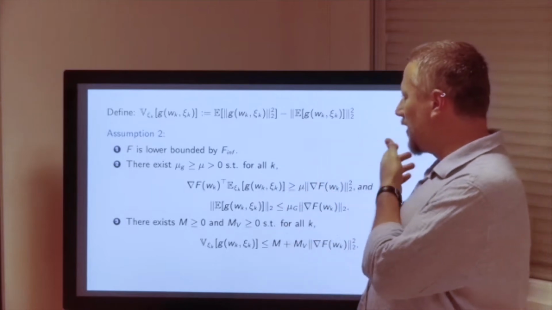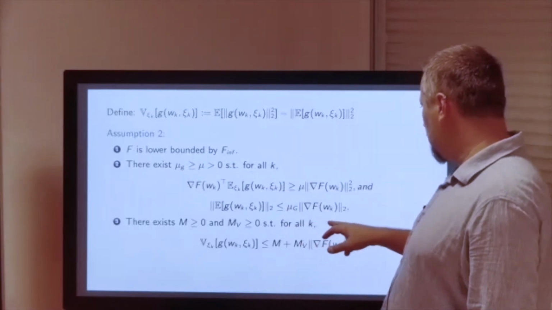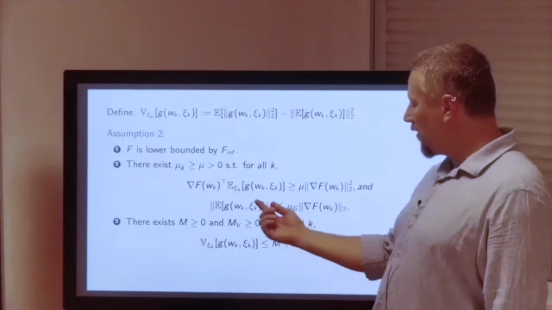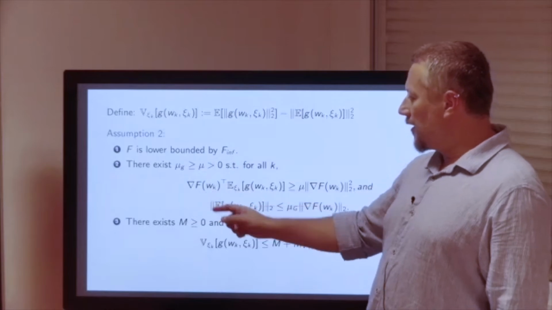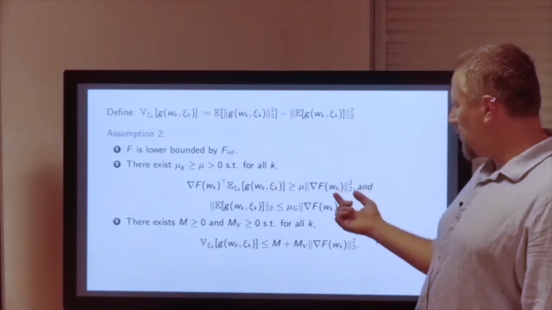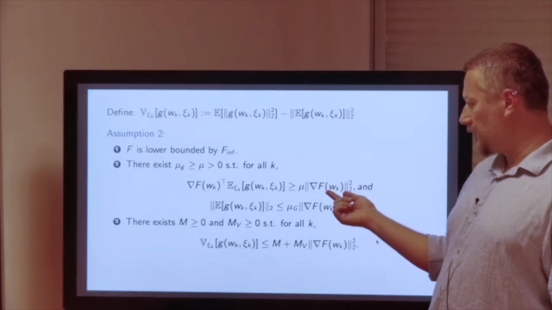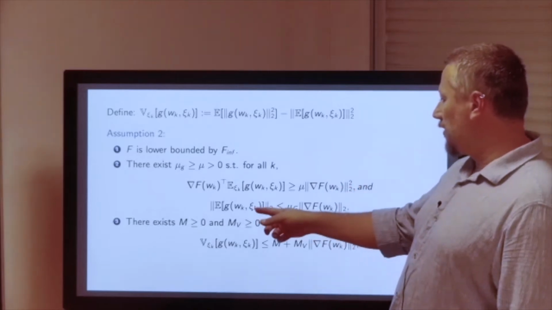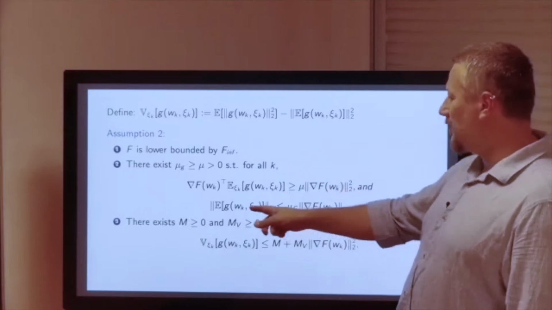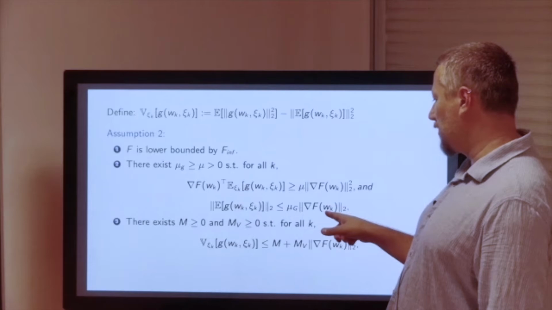As before, f is lower bounded by f_inf, and then there exist constants mu_G bigger than or equal to mu, which is bigger than 0, such that the inner product of the real gradient of f and the expected value of the stochastic gradient G is bounded from below by mu times the norm squared of the full gradient of f. Oh yes, this should be a capital G. We want this, and then we want the norm of the expected value of G, here H_k times the gradient, to be smaller than or equal to the constant mu_G times the norm of the full gradient.